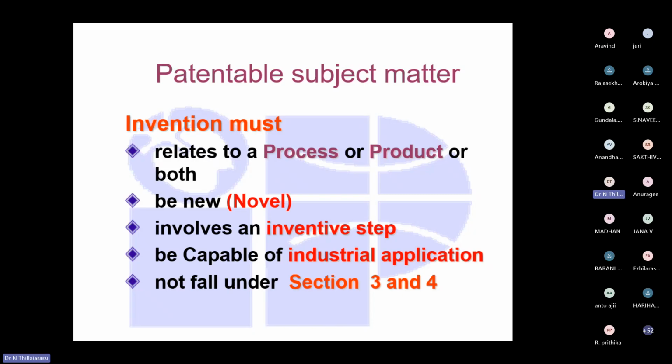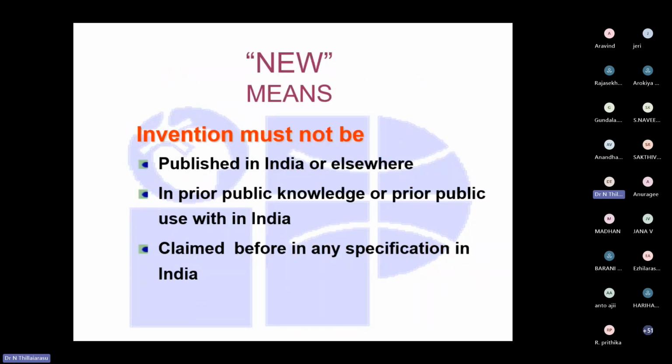So many things are there, the patent manual and so many things. These do not fall under the category of Section 3 and 4. What is meant by new? What is meant by innovation? What is new, what new thing have I found? Any discovery: this invention must not have been published in India or elsewhere. If I have one idea, it is not supposed to be published, not only in India, but anywhere.